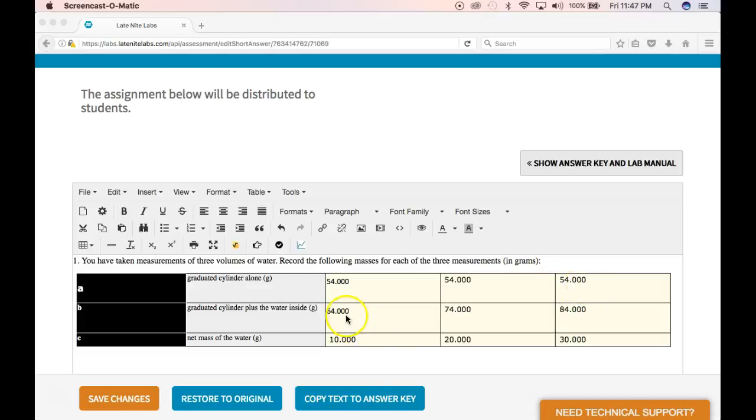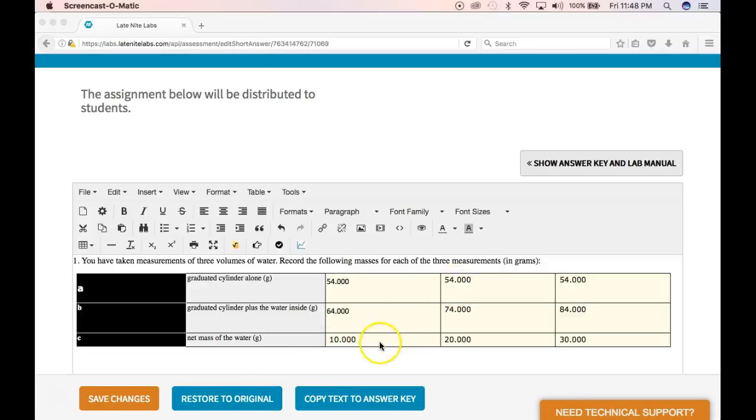And then to that empty graduated cylinder, you added 10 mils of water in 10 mil increments. The first 10 mils of water you added, the mass went up to 64. So 64 minus the 54, that's 10 grams. So the net mass of water is 10 grams.